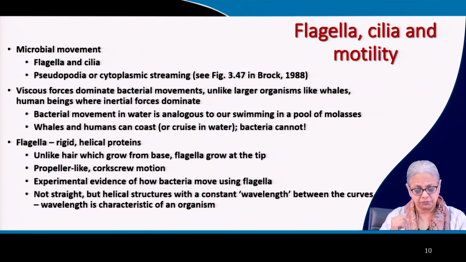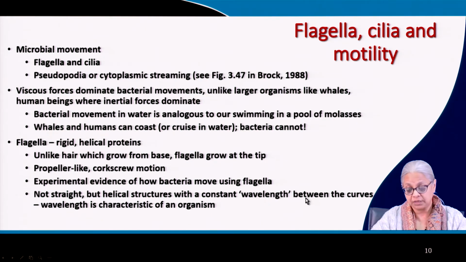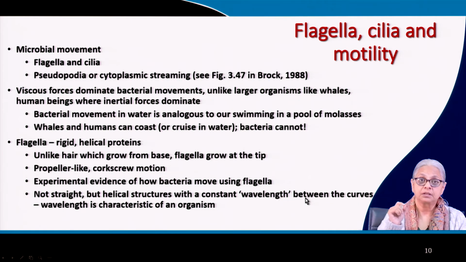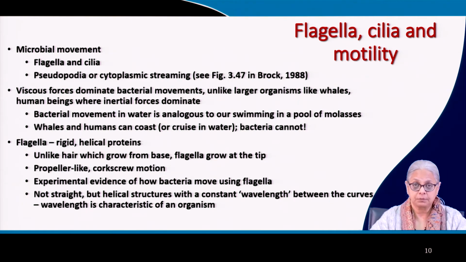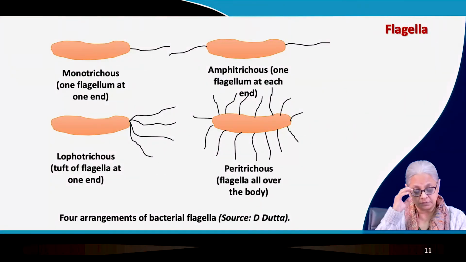The textbook has several examples, experimental evidence of how bacteria move using flagella. They are not straight, they are helical structures with a constant wavelength, and that wavelength is used to define the species of a particular bacteria. So let's take a look at different types of arrangements of bacterial flagella.